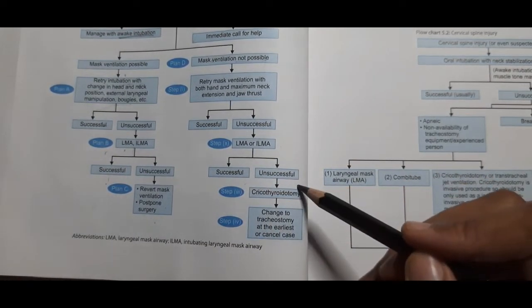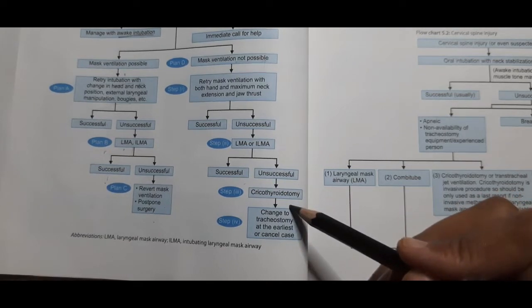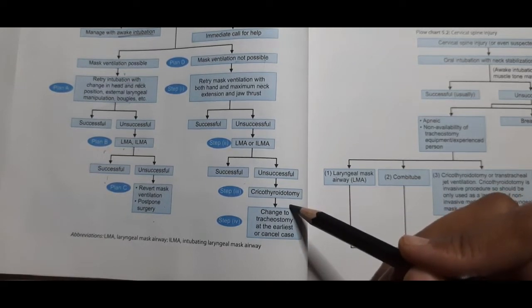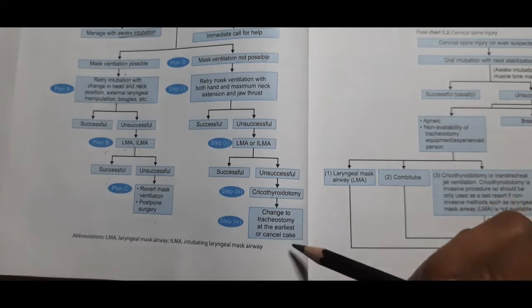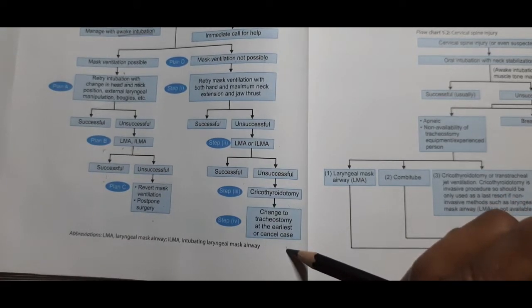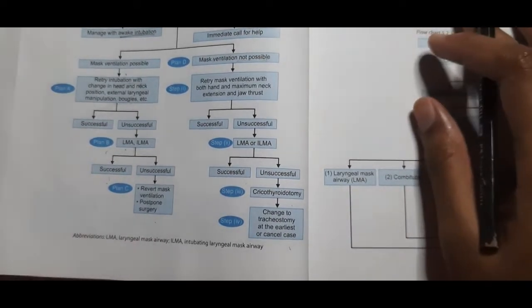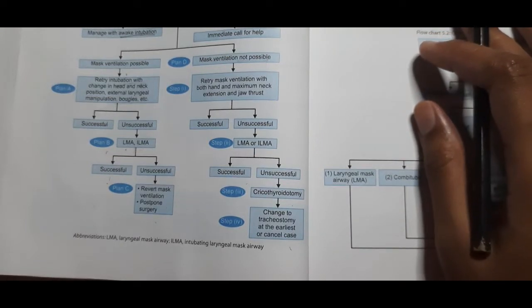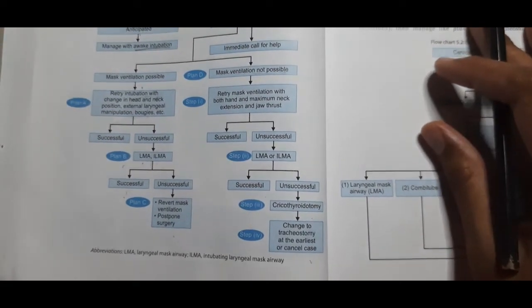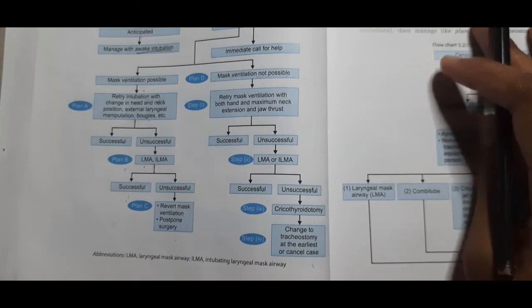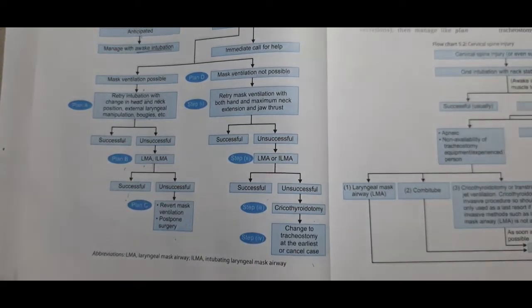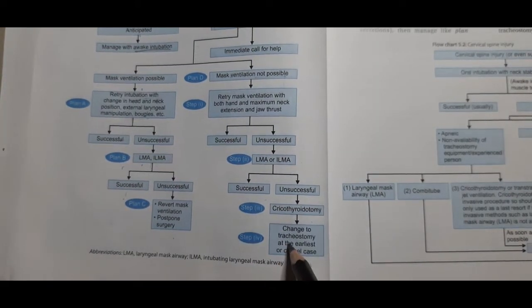If it is unsuccessful, we'll go for cricothyroidectomy. If cricothyroidectomy is not possible, we'll have to change to tracheostomy at the earliest or cancel the case. So these are the different methods that could be used for difficult airway management. Tracheostomy is always taken as a last resort.